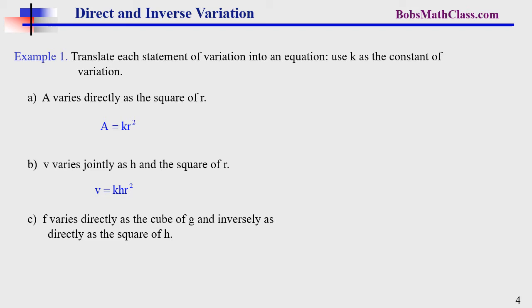Part C. F varies directly as the cube of G and inversely. There's that word inversely. Whatever follows the word inversely is going to be written in the denominator. So F equals, in the numerator we have the cube of G, so a G cubed, along with a K. And then what's going to be in the denominator? It says the square of H. Right, H squared. So F equals K times G cubed, G to the third power, over H squared.